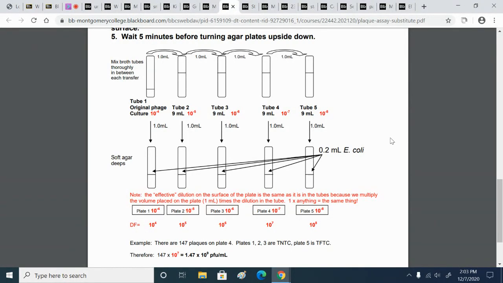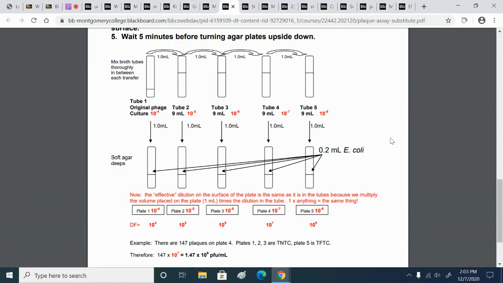Because the volume we're putting on the plate is 1 milliliter, the dilutions on the plates are the same as they are in the tubes, right? There's no difference because we're using 1 ml, so it doesn't change anything. If we were using 0.1 milliliter, then that would change our dilutions on the plate. We're using just 1 ml, so the dilutions on the plate are the exact same as in the tubes: 10 to the negative 4 through 10 to the negative 8.